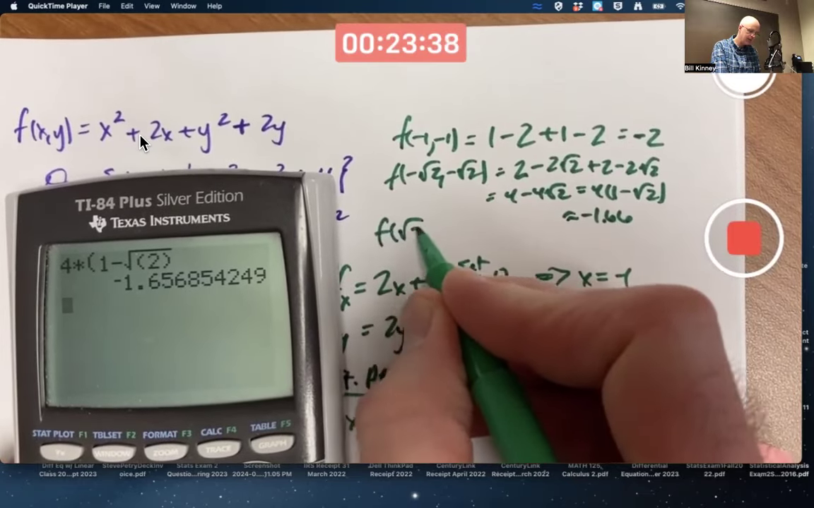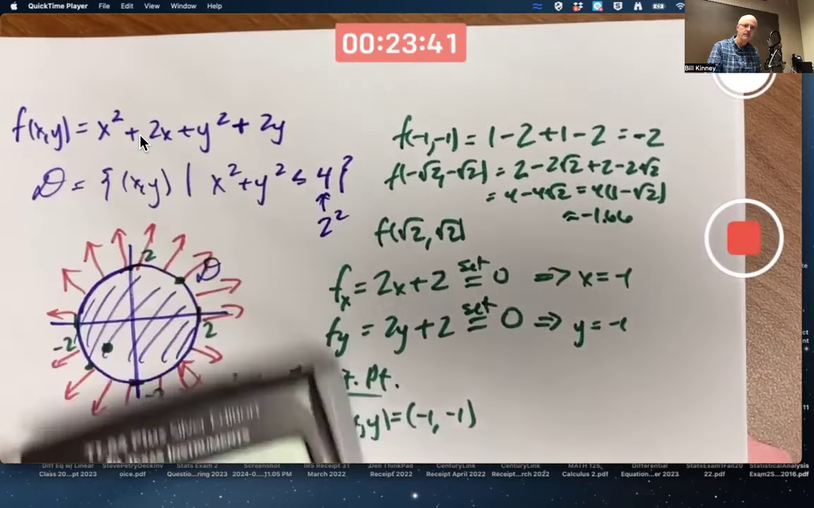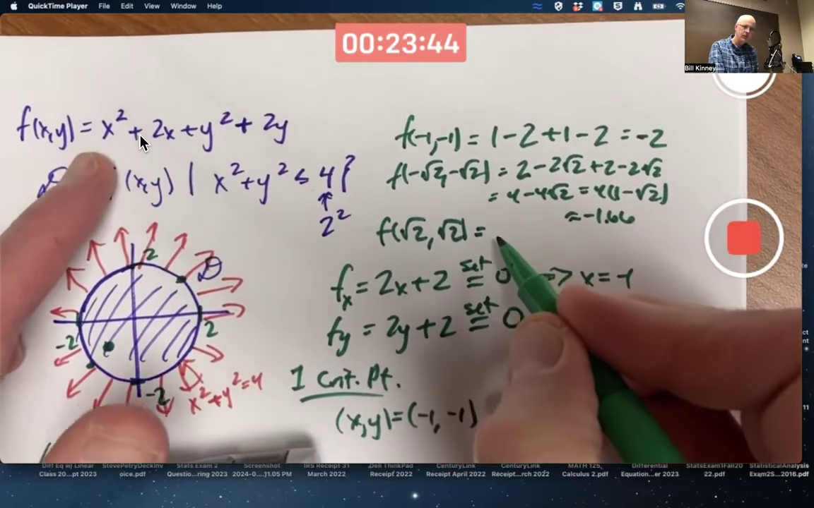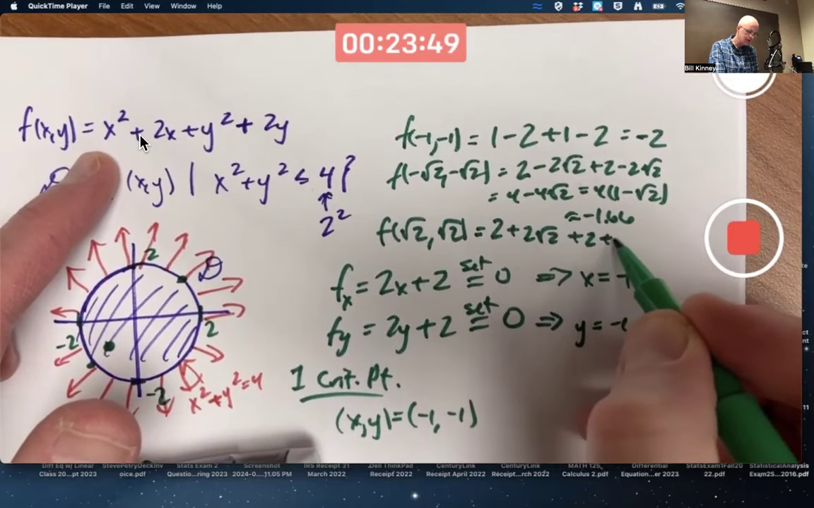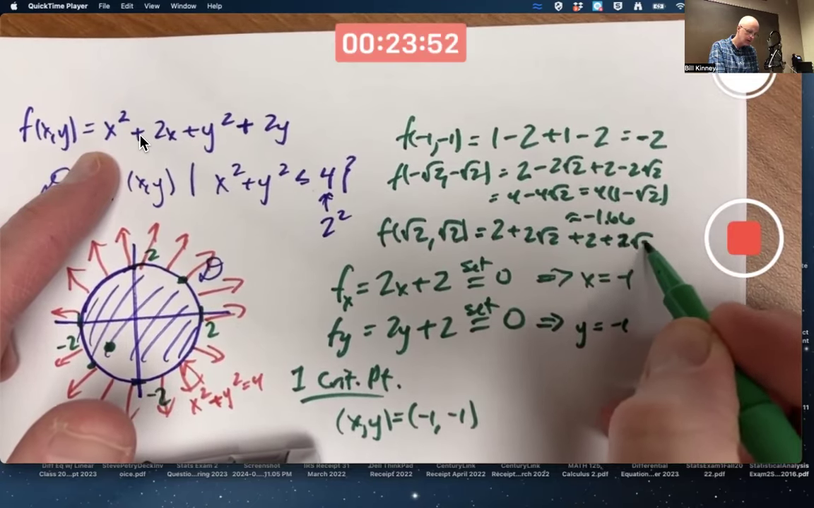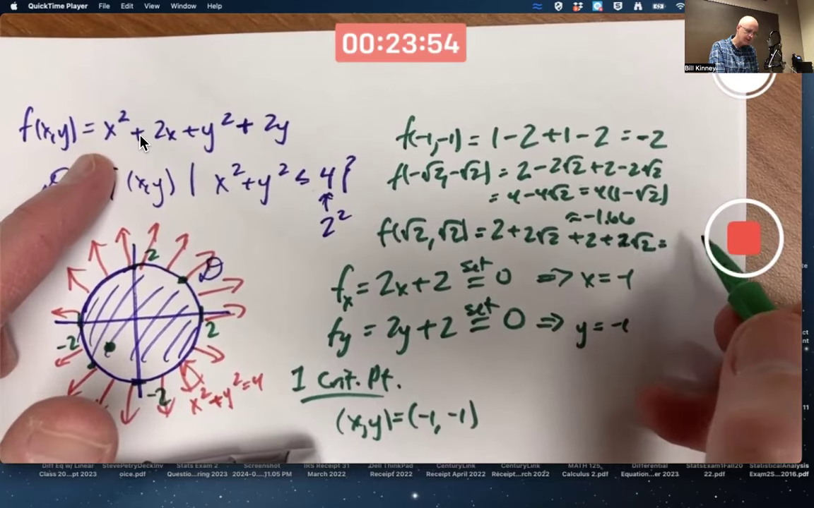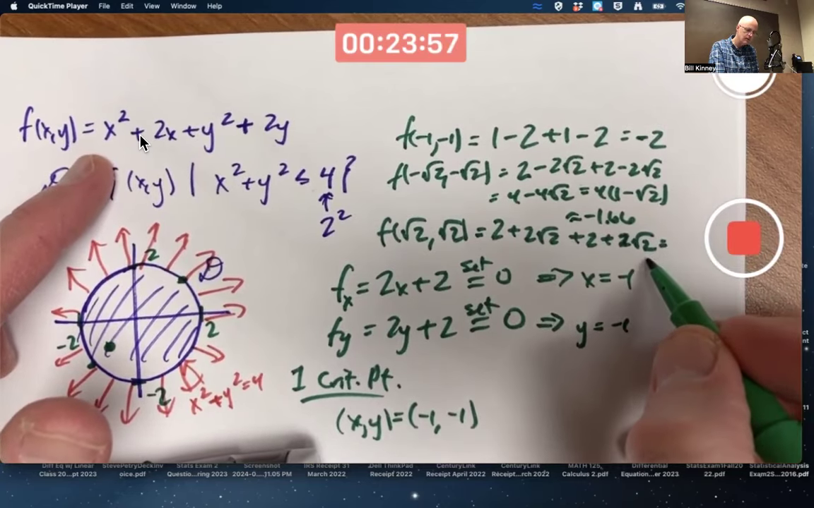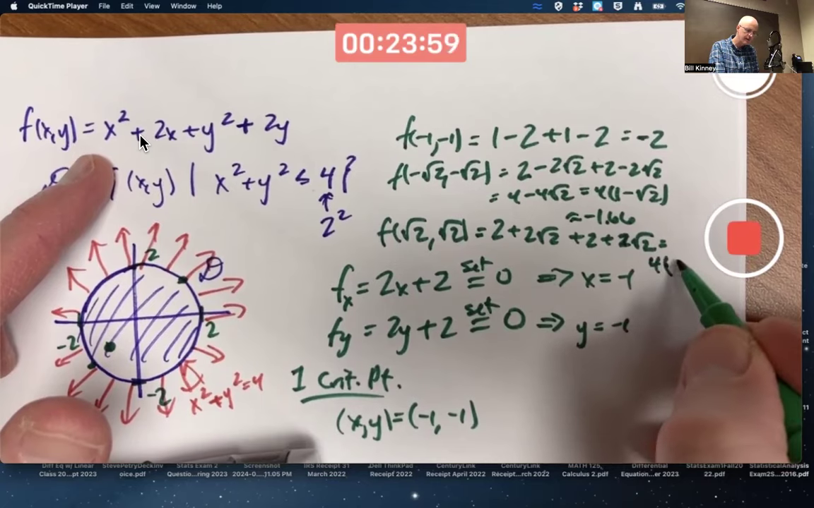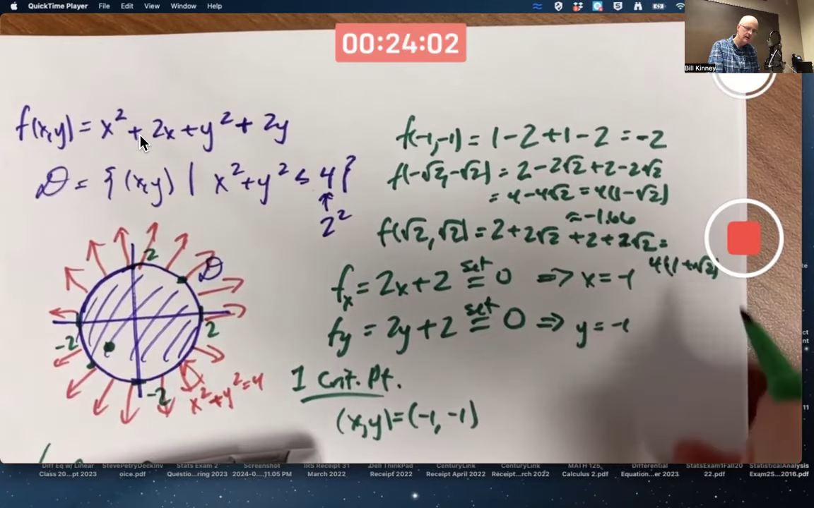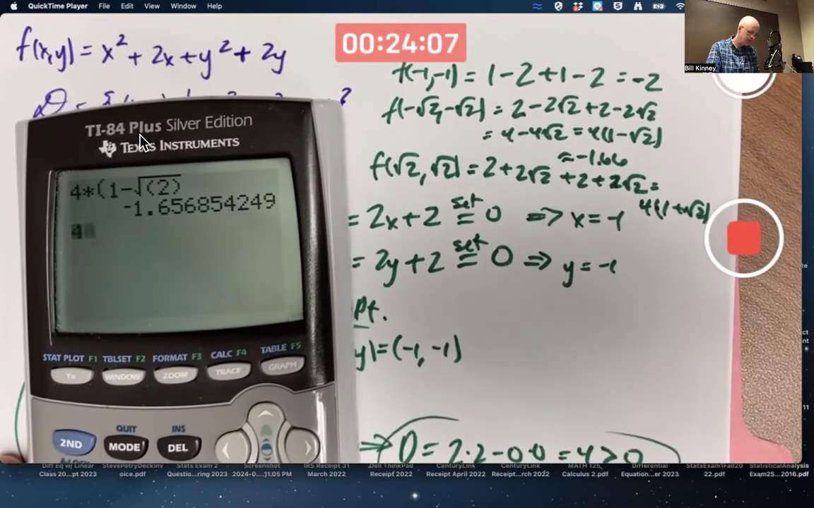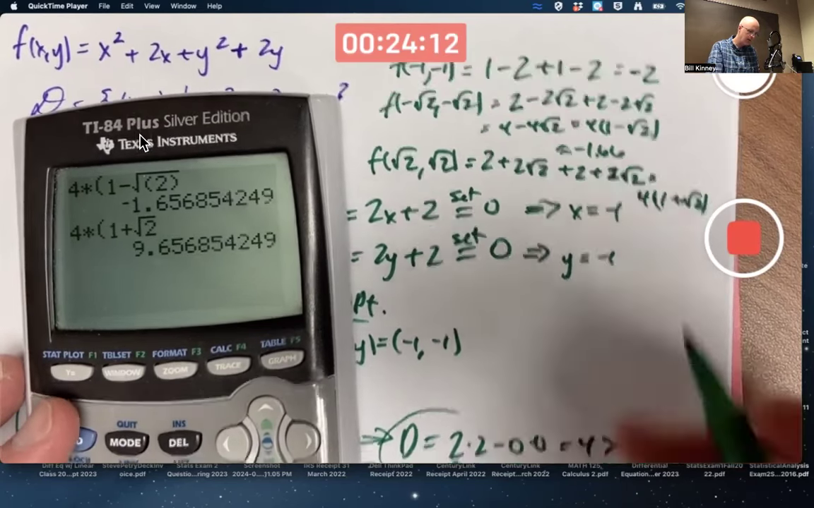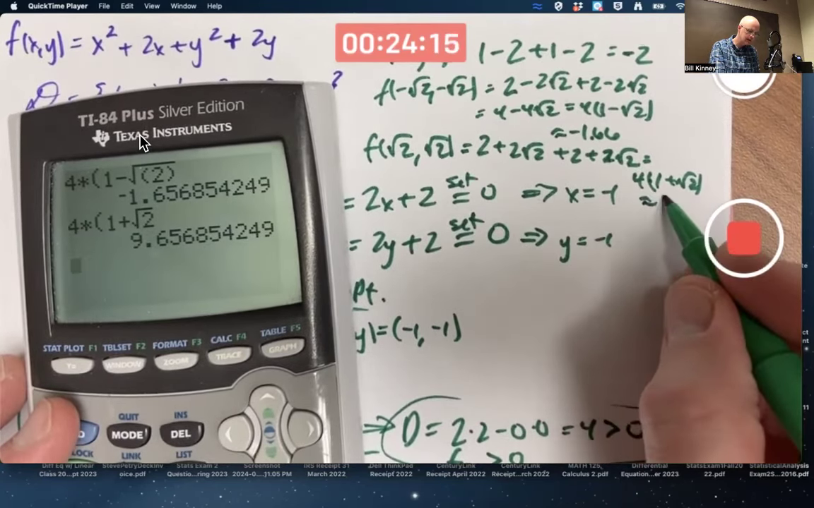And then f of positive root 2, plug it into there, get 2 plus 2 root 2 plus 2 plus 2 root 2, which gives 4 plus 4 root 2, 4 times in parentheses 1 plus root 2. And that's going to be your global max value. About 9.66.